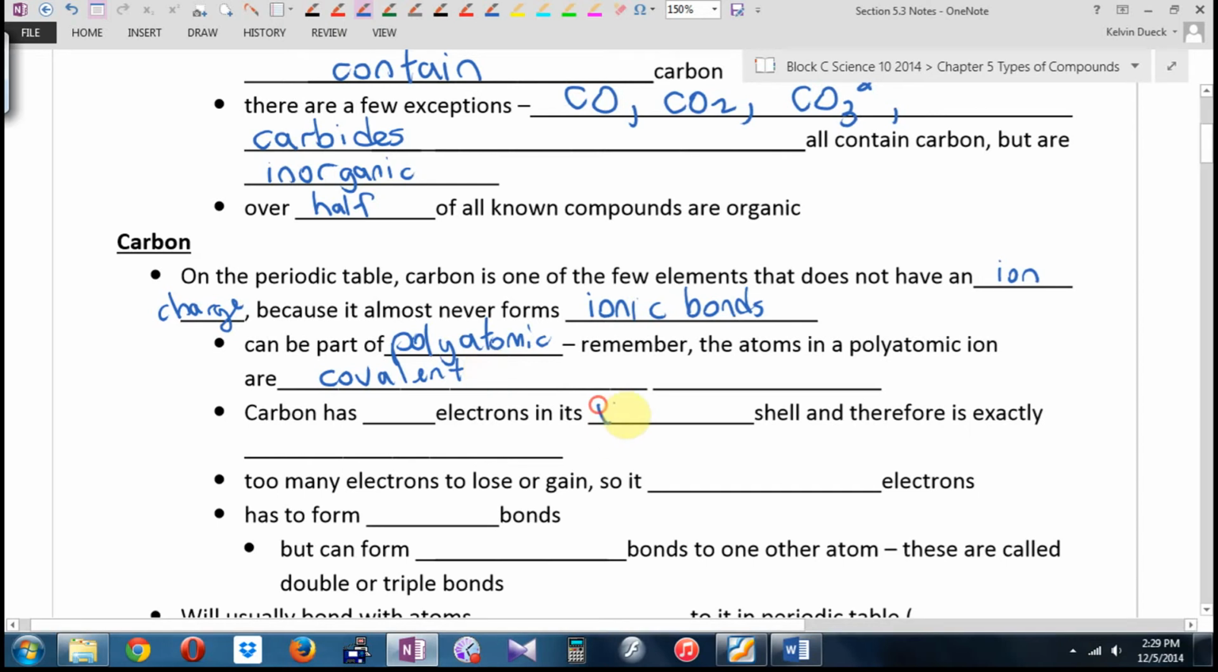Carbon has how many electrons in its valence shell? Count. You can count from the left. 4. And so, you know what that means? It's exactly half full, which is too many to easily lose or easily gain. So it tends to share. Covalent.